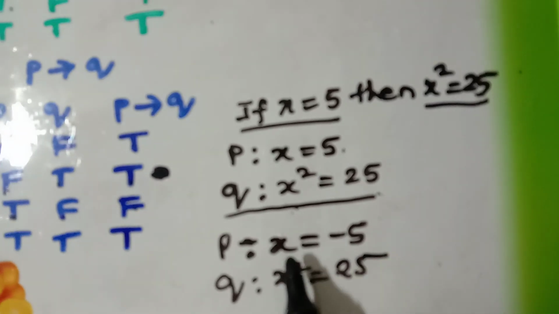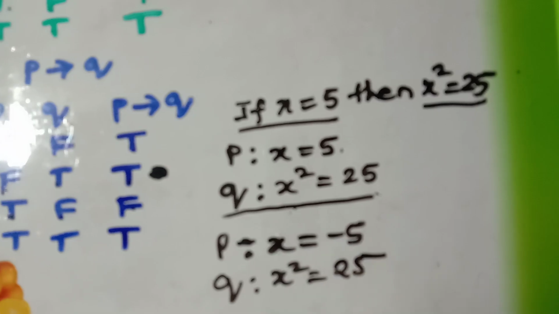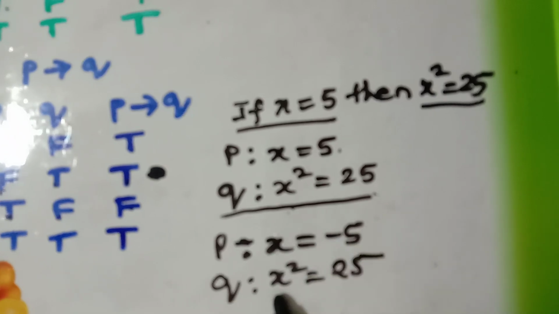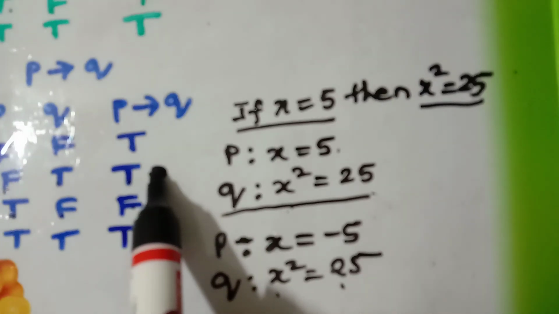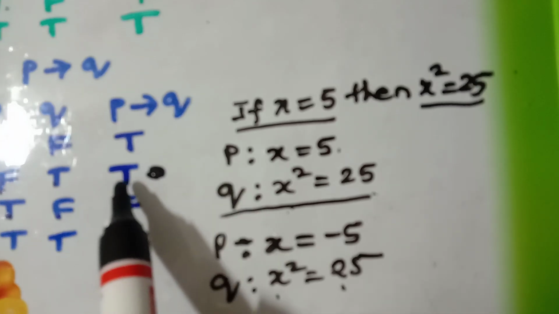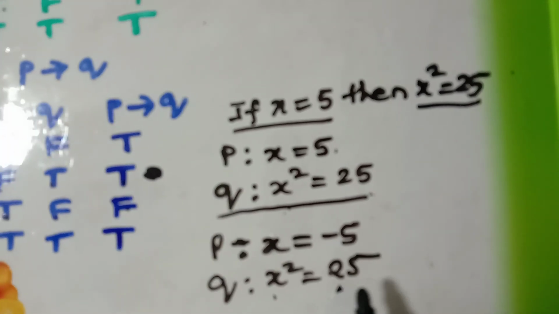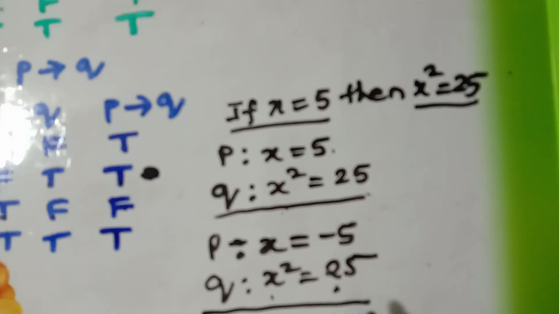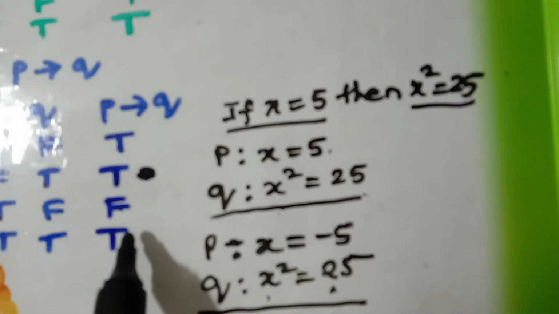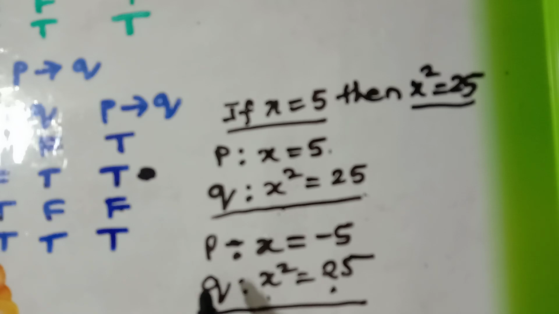See, even if x is equal to minus 5 and it's a false statement, the value of x square is 25 and hence the outcome is true. So P implies Q, the resultant is true. So I hope you got this explanation for this particular part, which is P implies Q.